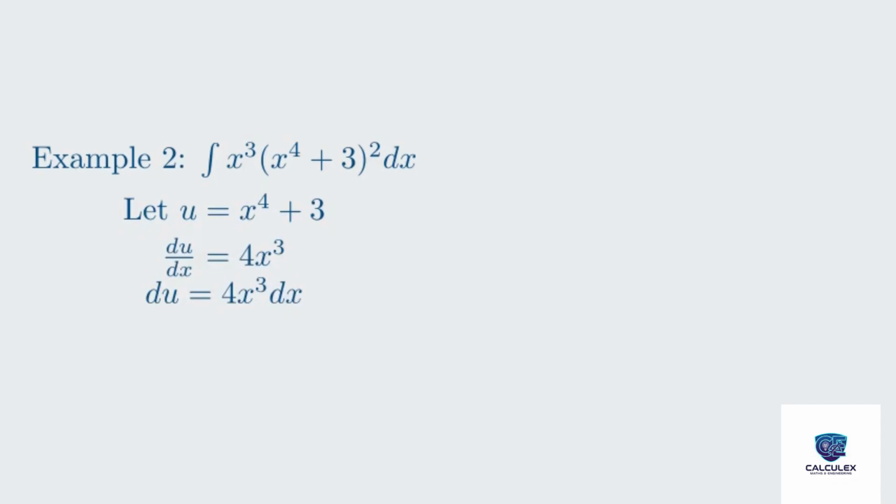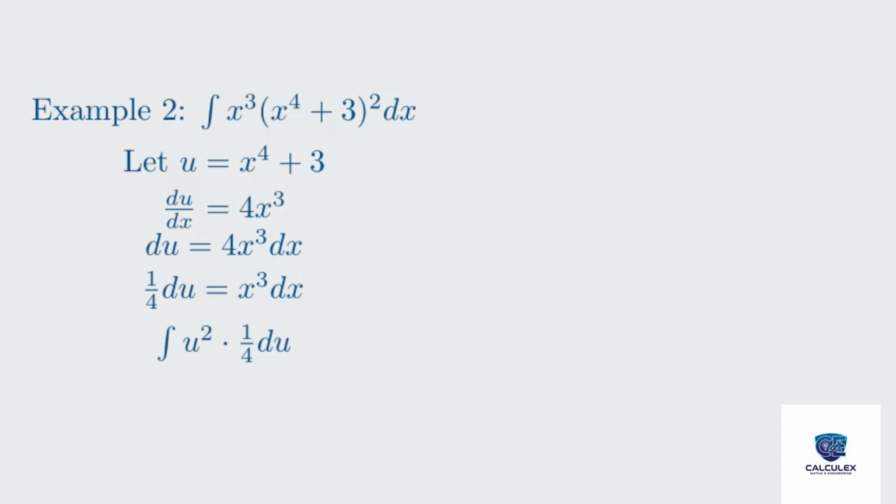Let's compare this to our integral. We see an x cubed dx, but we have an extra factor of 4. Don't panic. We can algebraically manipulate du. If du equals 4x cubed dx, then 1/4 du equals x cubed dx. Now we have a perfect substitution for x cubed dx.